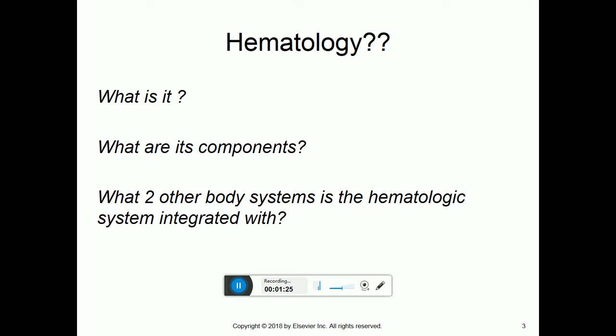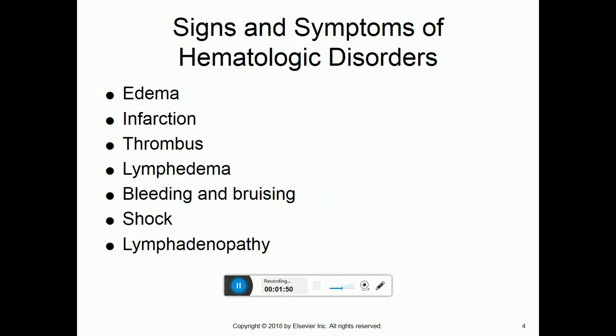Hematologic disorders alter the oxygen carrying capacity of the blood and the constituents, structure, consistency, and flow of blood. These changes can contribute to hypocoagulopathy and hypercoagulopathy, which causes an increased work of the heart and breathing, impaired tissue perfusion, and an increased risk of thrombosis. Signs and symptoms of a hematologic disorder are edema, infarction, thrombus, lymphedema, bleeding and bruising, shock, and lymphadenopathy. Lymphadenopathy is an abnormal enlargement of a lymph node.